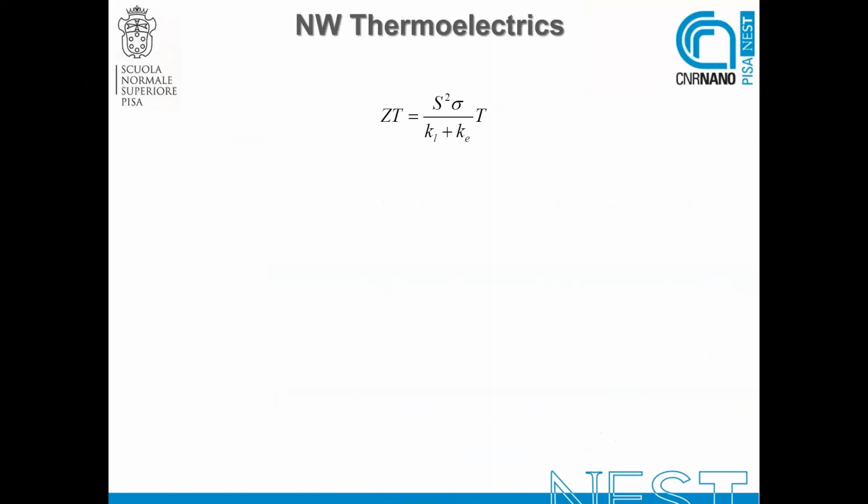When you deal with a thermoelectric device, whatever it is, macroscale or nanoscale, you are always interested in measuring, controlling, and optimizing its figure of merit. Just to remind you, the figure of merit is a measure of the quality, of the efficiency of the device in generating electrical power out of a temperature gradient.